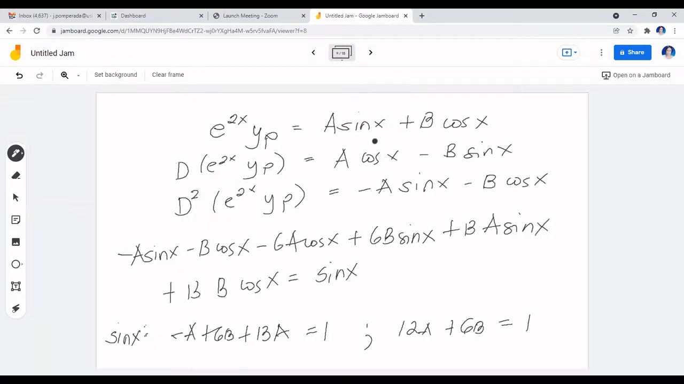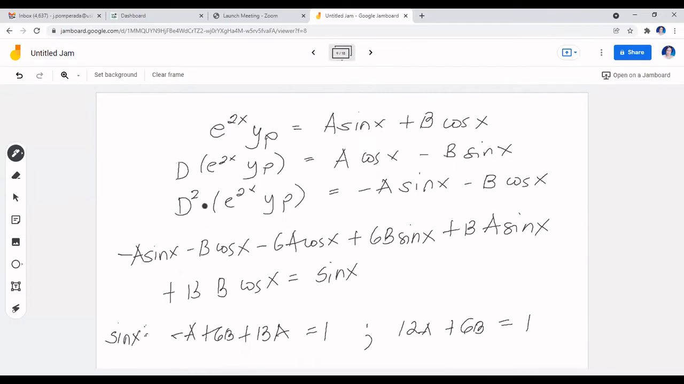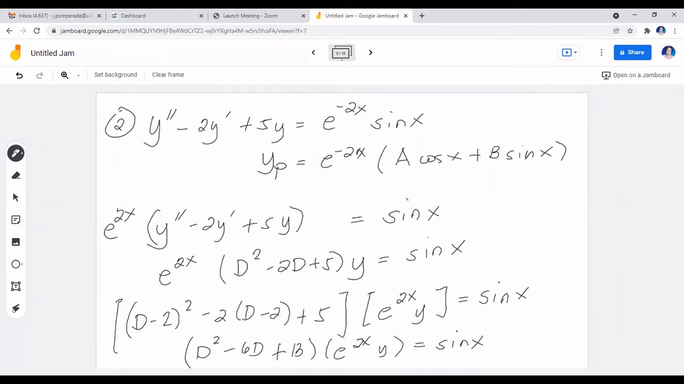So it should be a sine x plus b cosine x, because you have a sine x here. Then get the derivatives, just like what we did with the first example. Get the derivatives of that, and then do the second differentiation. This would be it. And then substitute these derivatives in this unknown function, take note, on the transformed DE, not on the original.